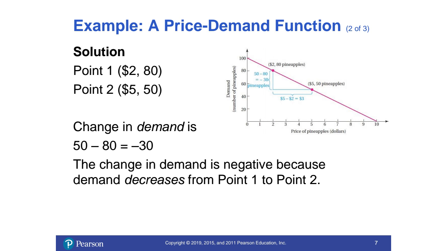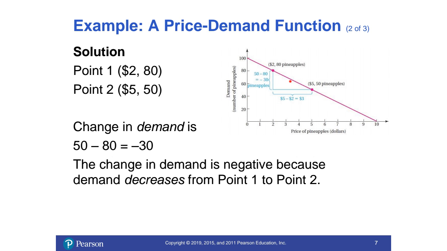So the other point that they have on their model is this one. When they sell for $2, they sell 80 pineapples a day. When they sell them for $5, they sell 50 pineapples a day. And that makes sense. When pineapples are more expensive, they're going to sell fewer of them.